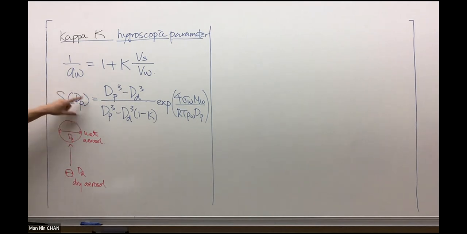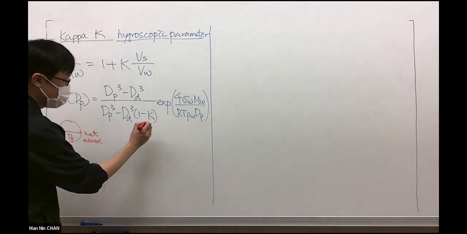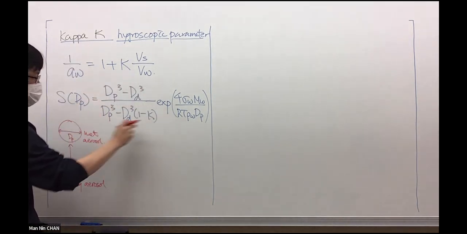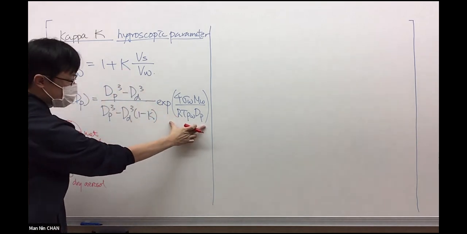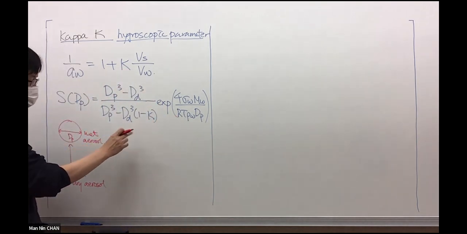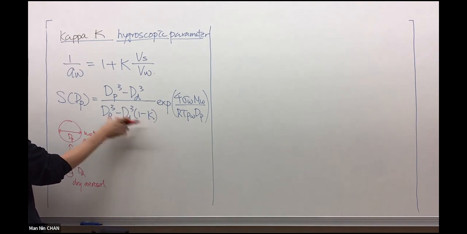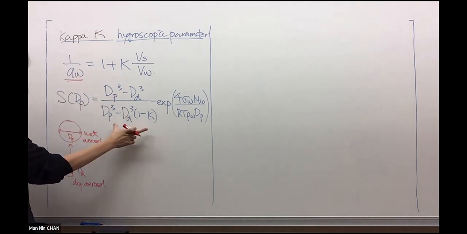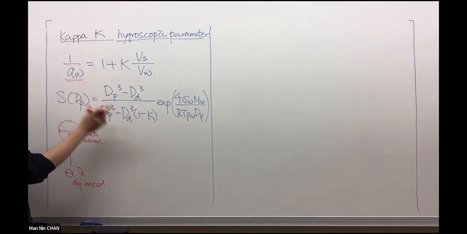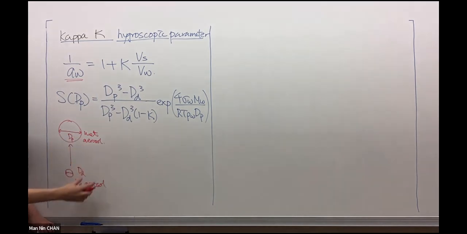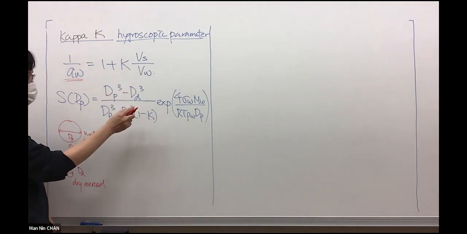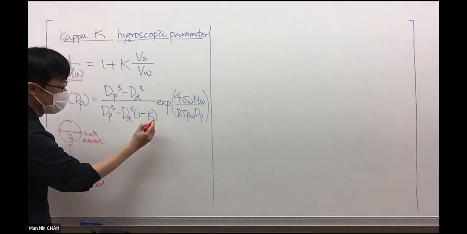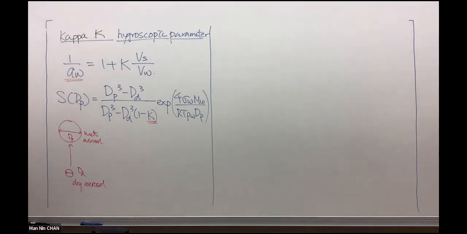Then you can predict the water vapor pressure using this equation. More important, if you remember the term before this exponential term, this is what we call the water activity. So you can determine or calculate the water activity using this. You assume you know the diameter of your wet aerosol and your initial dry aerosol. And more important is the kappa to calculate this water activity. You introduce this kappa parameter.